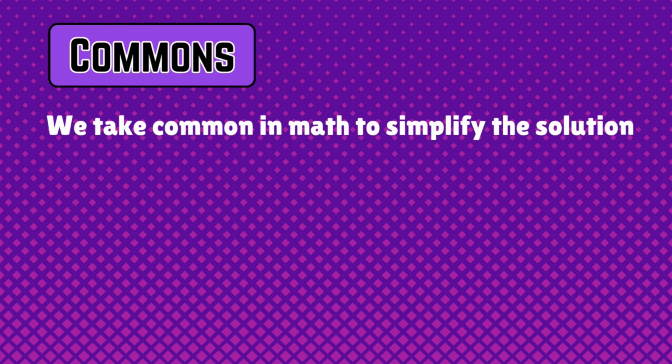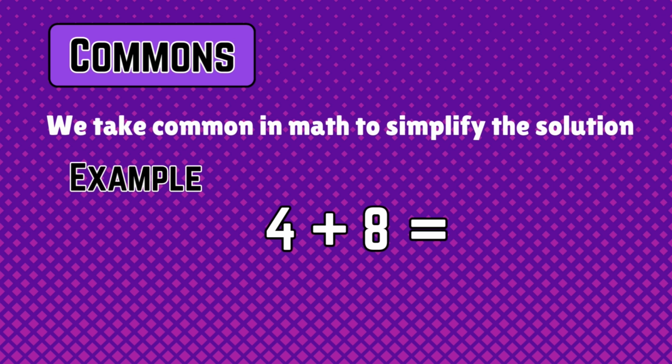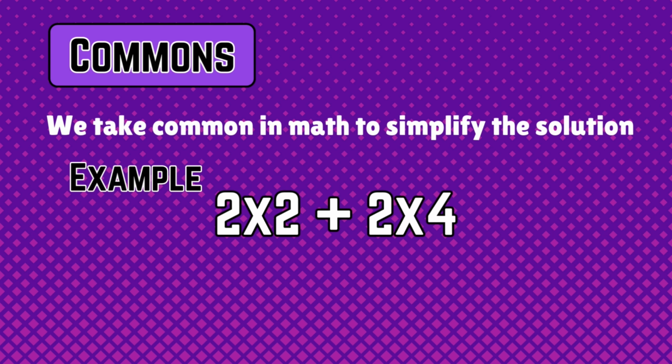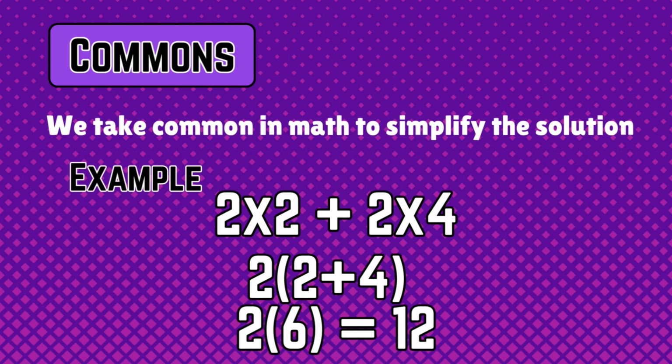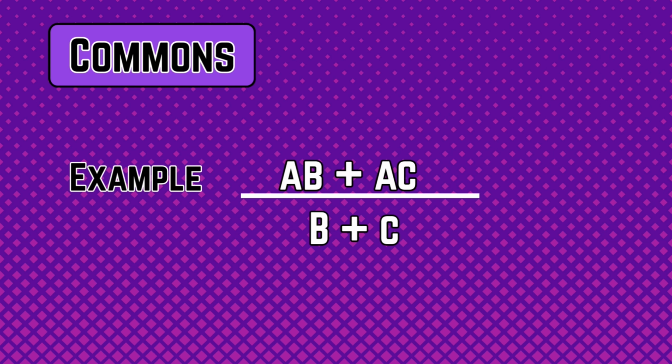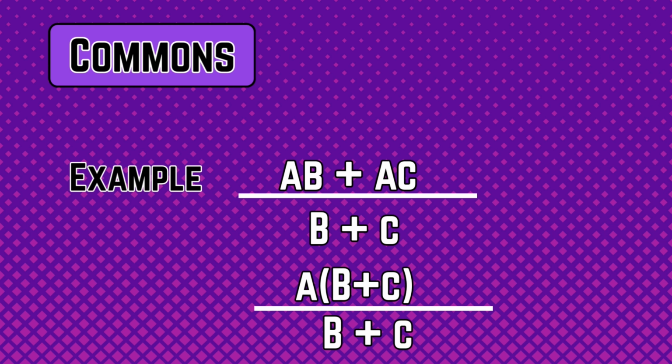Commons are very helpful in solving mathematics problems. For example, 4 plus 8 is equal to 12. We can write 4 as 2 multiplied by 2 and 8 as 2 multiplied by 4. As 2 is common in both numbers, we can take 2 as common. Now first solve the bracket and then multiply the number by 2. We can solve some complex problems with this method or trick. For example, in this equation, a is common in both ab and ac, so we can take a outside and then solve the equation.